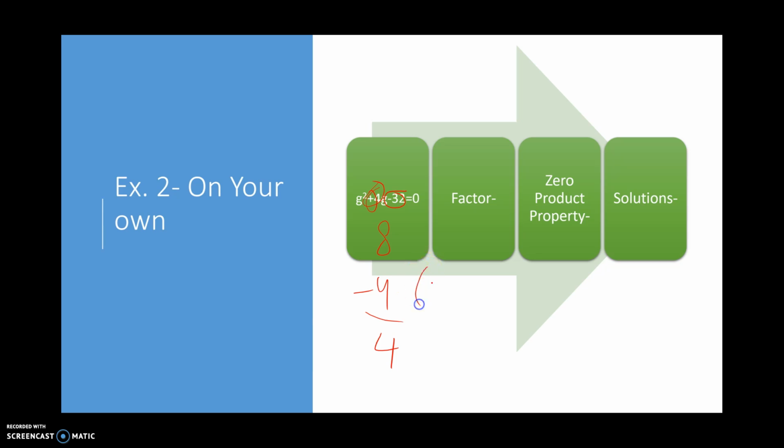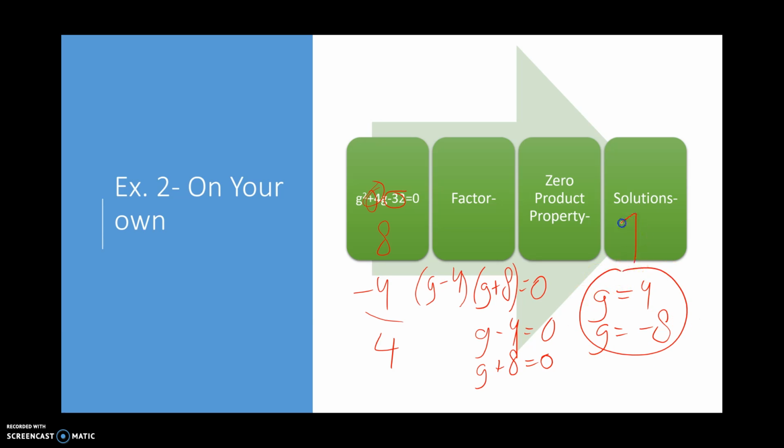So we have g minus 4 and g plus 8 equals 0. The zero product property says g minus 4 equals 0 or g plus 8 equals 0, right? Because remember, you just split it right in half. Then we solve it just like any other equation, and what you end up with is g equals 4 and g equals negative 8. These are our solutions.